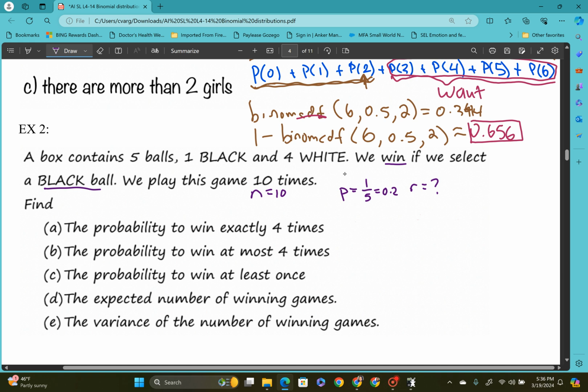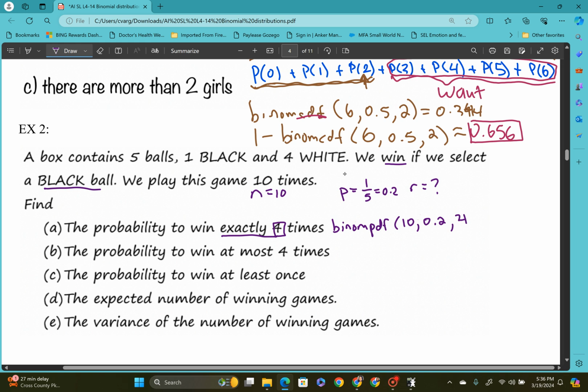So now we can go ahead and look, right? It says exactly 4 times, that we get 4 black balls. So what we're going to do is binom. Anytime it says exactly, we're going to do binom PDF. The number of trials, our n, is 10. Our probability of success is 0.2 or 1/5. You can put either one down. And then our r, the number that comes after the word exactly, is 4.